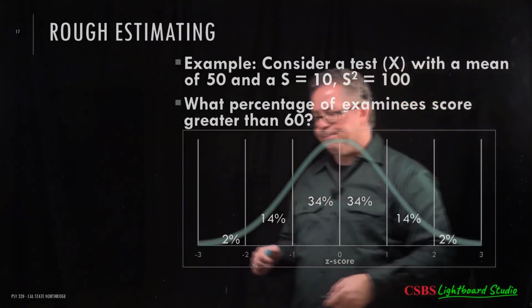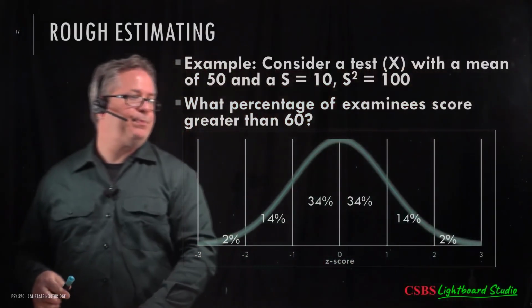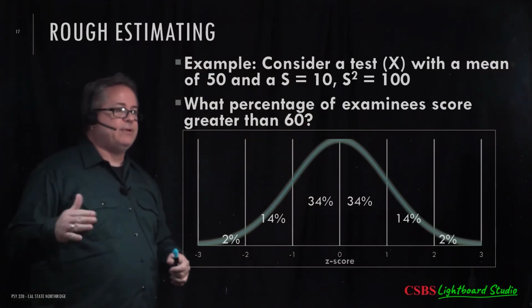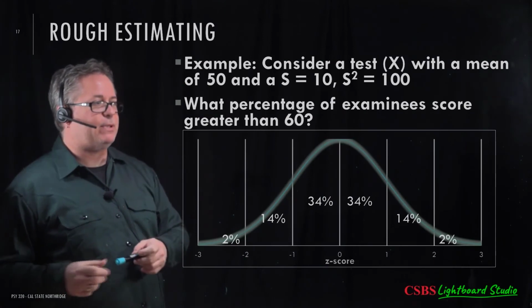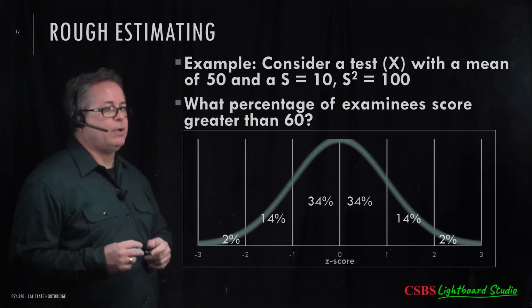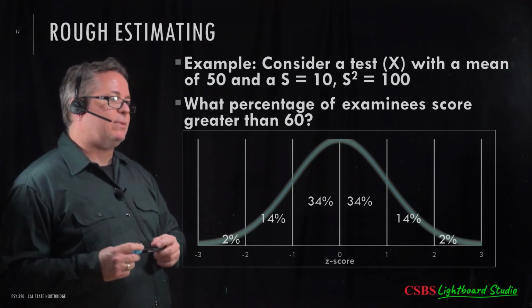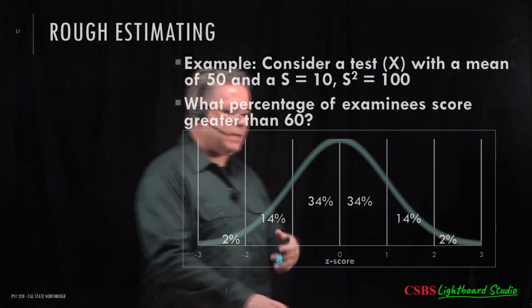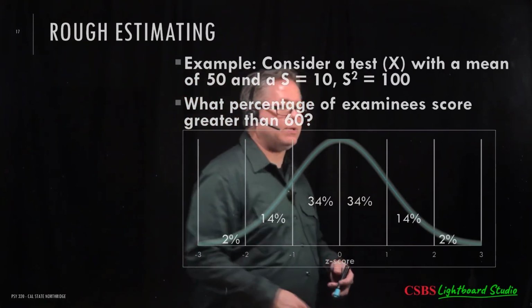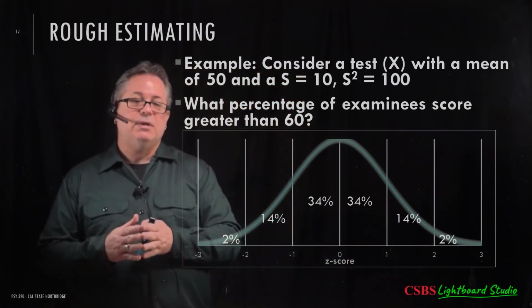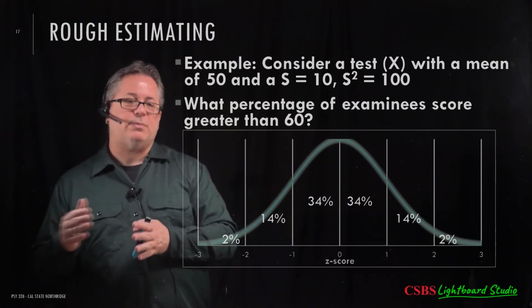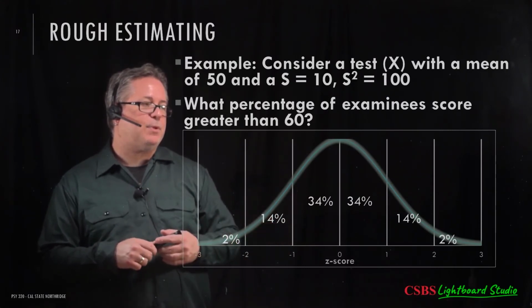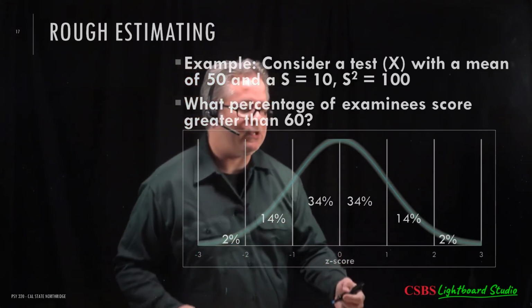All right, let's do another one. Consider the same test X with a mean of 50, standard deviation of 10. What percentage of examinees will score greater than 60? Okay, this is actually related to the last question, because we know 60 corresponded to 84% below, so that means it's going to be 16% above. But let's just walk through it in case we hadn't seen the last one.